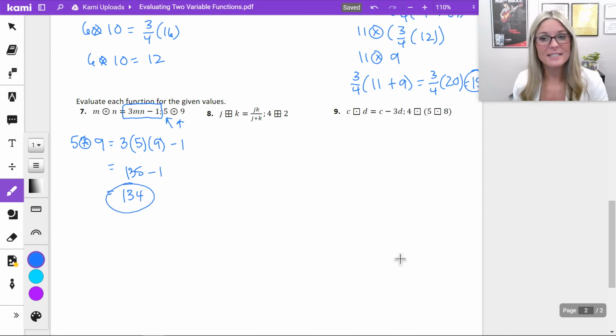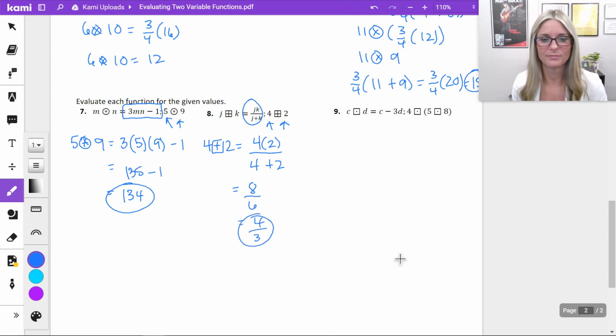Number 8, a different operation has been defined, and we are plugging in 4 and 2. 4 operation 2, we're plugging in 4 for J. K is bumped up multiplying, and we're replacing that with 2. In the denominator is J, which we're using 4, plus K is 2. I have 8 over 6, or I could simplify that fraction as 4 over 3.